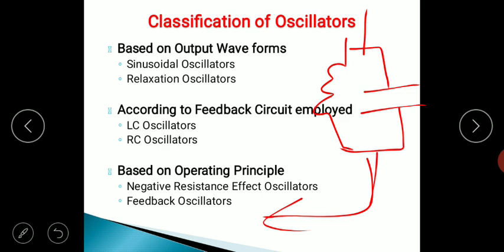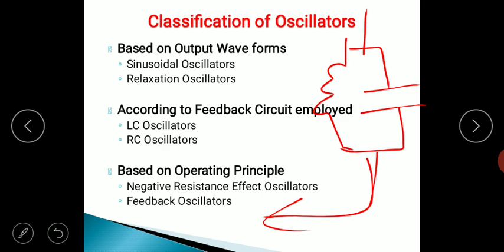Because LC oscillators can generate a very high frequency signal, and those LC oscillators we cannot use at low frequency because at low frequency the values of inductance and capacitance become bulky. And the stability also is an issue, hence LC oscillators are not used for low frequency oscillations. So when you want to generate low frequency oscillations, obvious choice is the RC oscillators, which make use of resistance and capacitance as the feedback circuit, right?